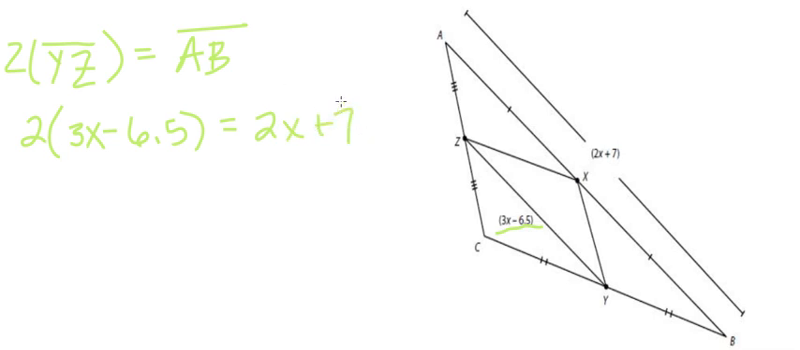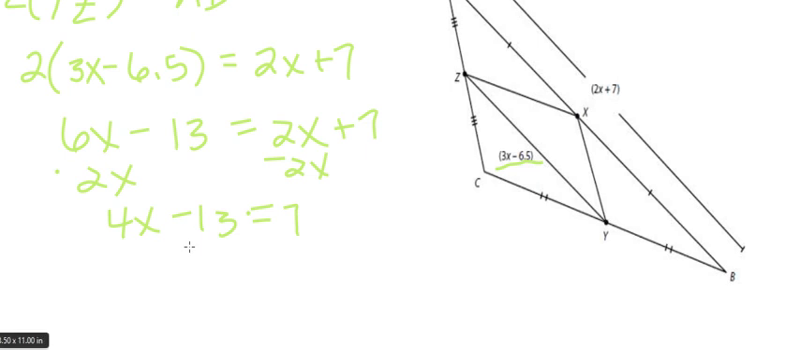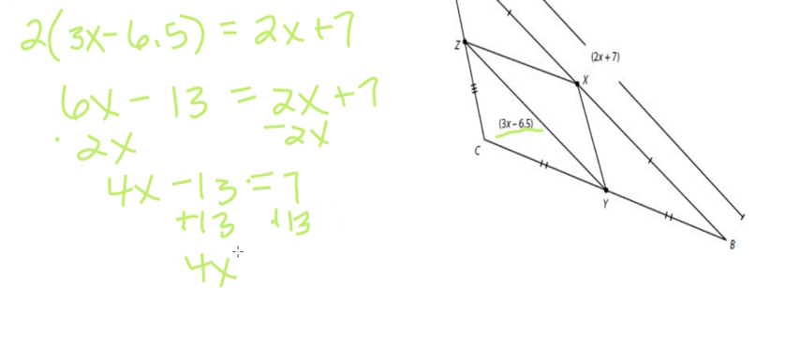When I go to solve here, I'm going to get 6x minus 13 is equal to 2x plus 7. I'm going to subtract 2x here. I'm going to get 4x minus 13 is equal to 7. As I continue to solve, that's going to be adding 13. So I get that 4x is equal to positive 20. And when I divide by 4 on each side, I get that x is equal to 5.